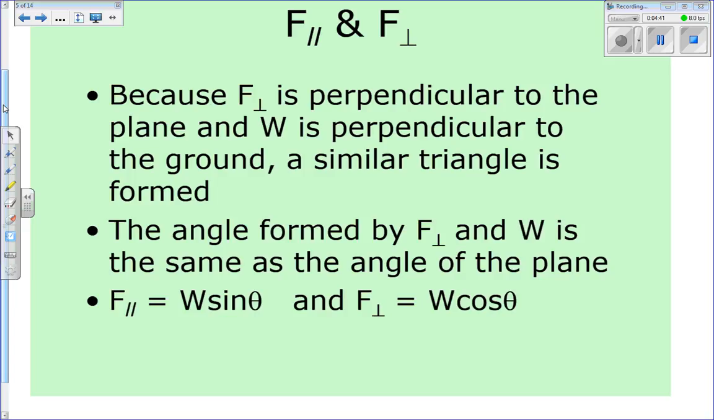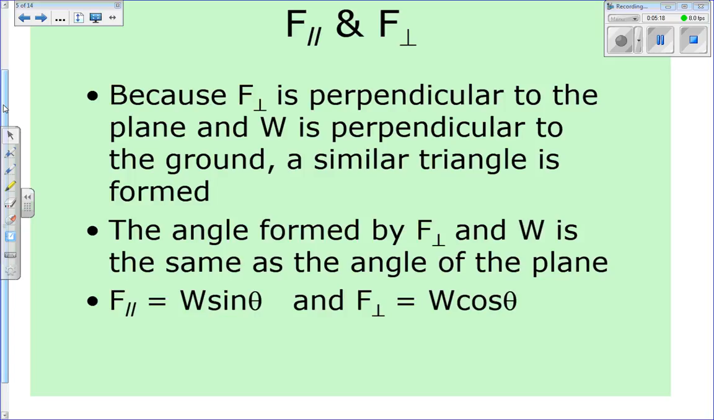So because the force perpendicular is perpendicular to the plane, and the weight of the object is perpendicular to the ground, then the weight of the object and the perpendicular component of its weight make a similar triangle to the triangle that's formed by the inclined plane and the ground itself. So the angle formed by the weight and the perpendicular component of the weight is the same as the angle of the inclined plane.